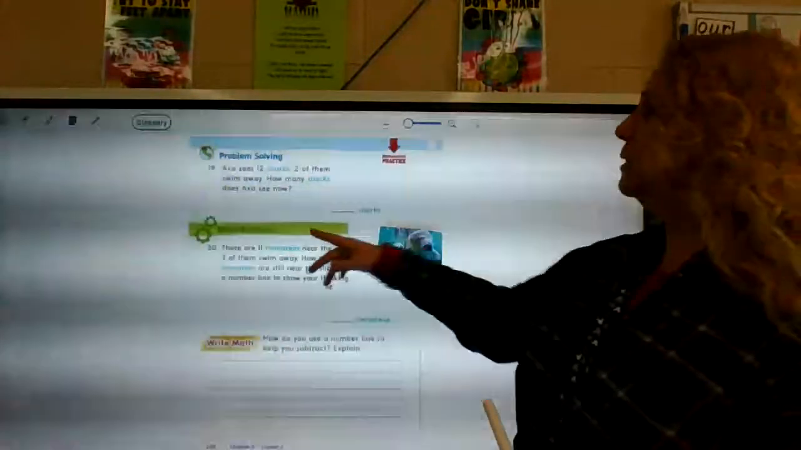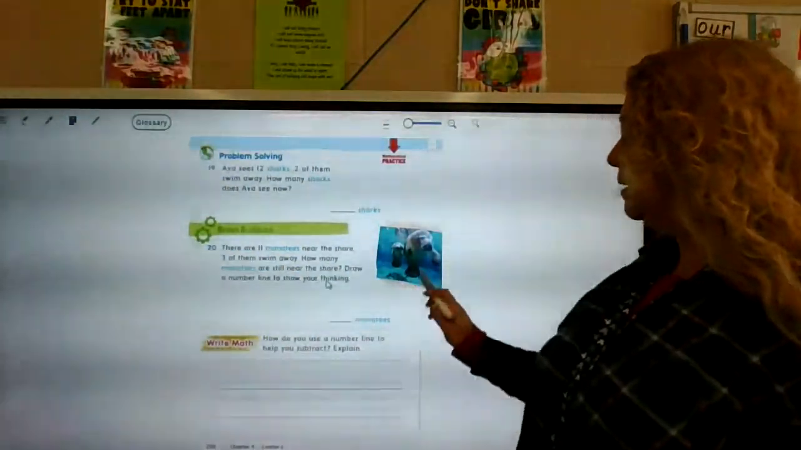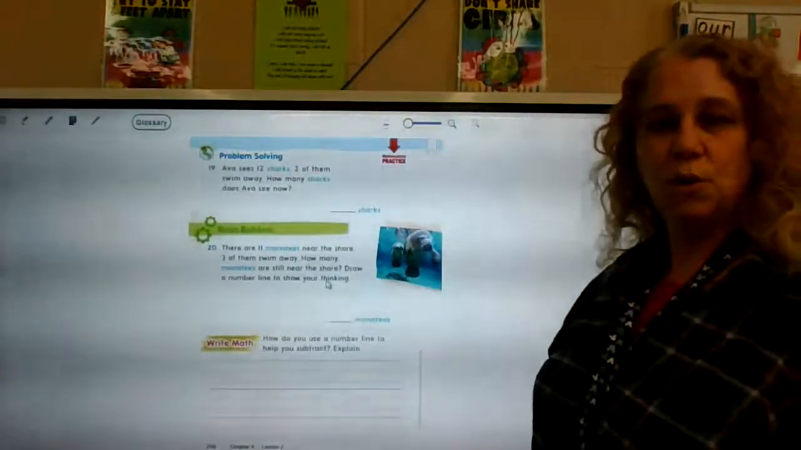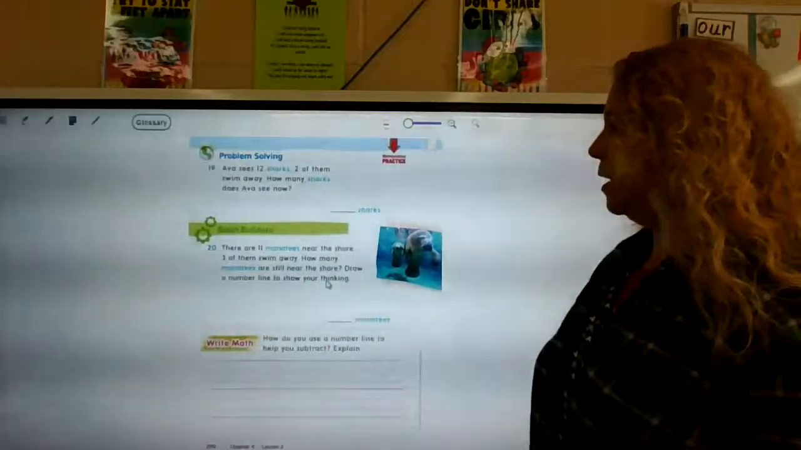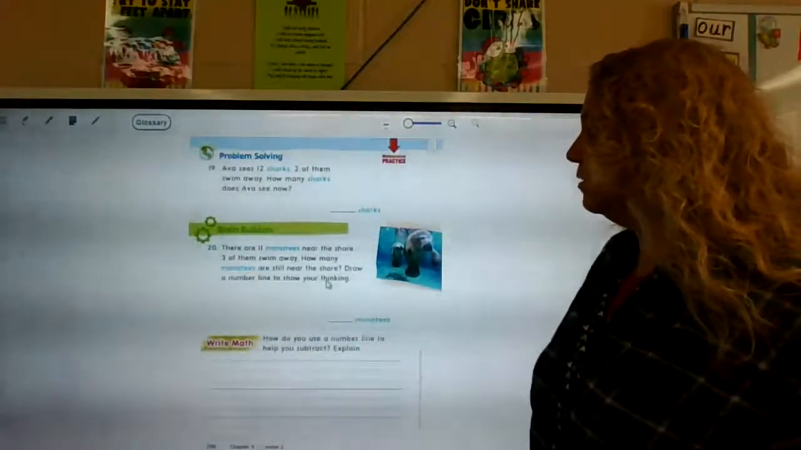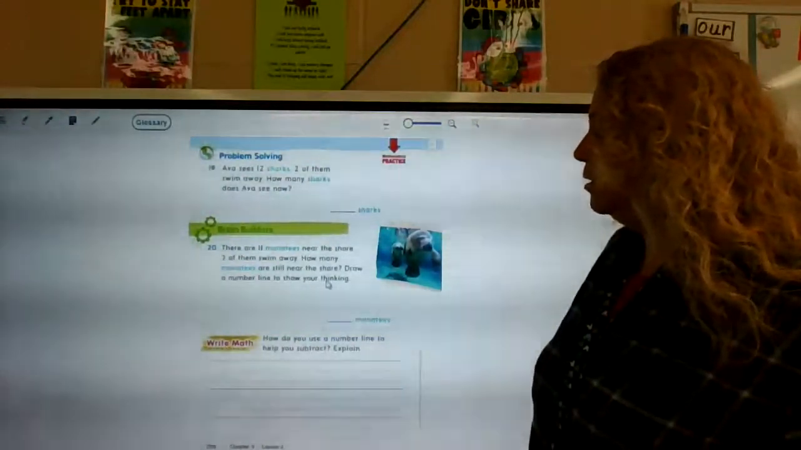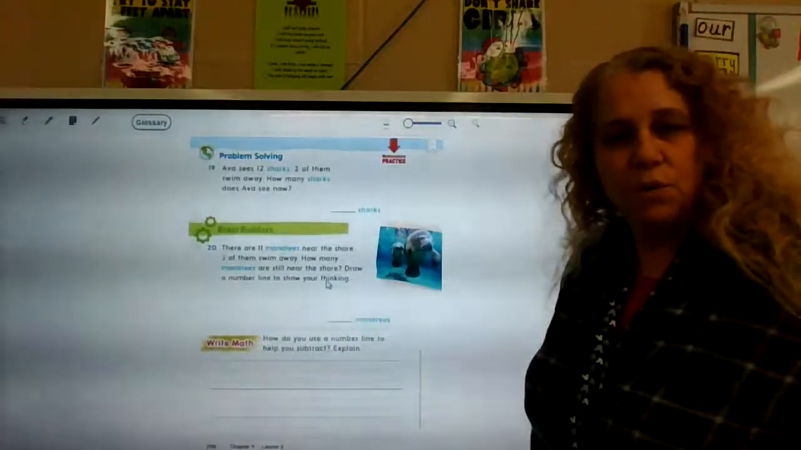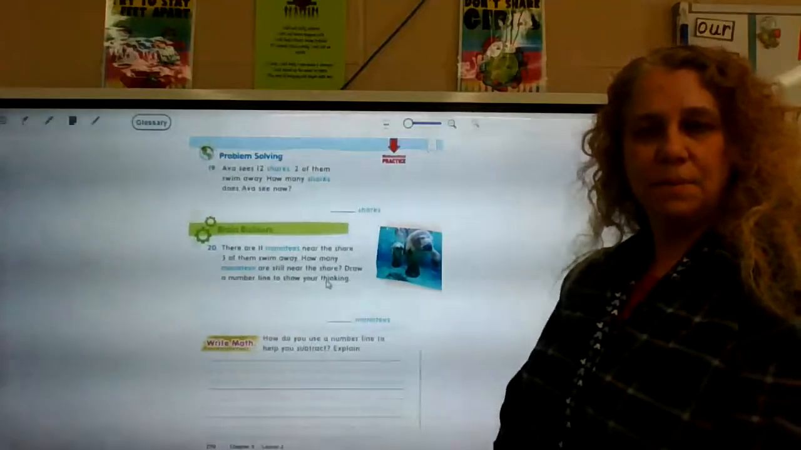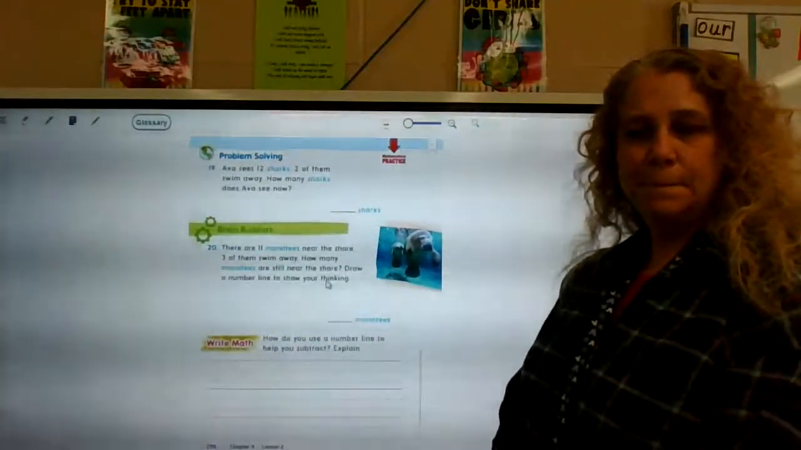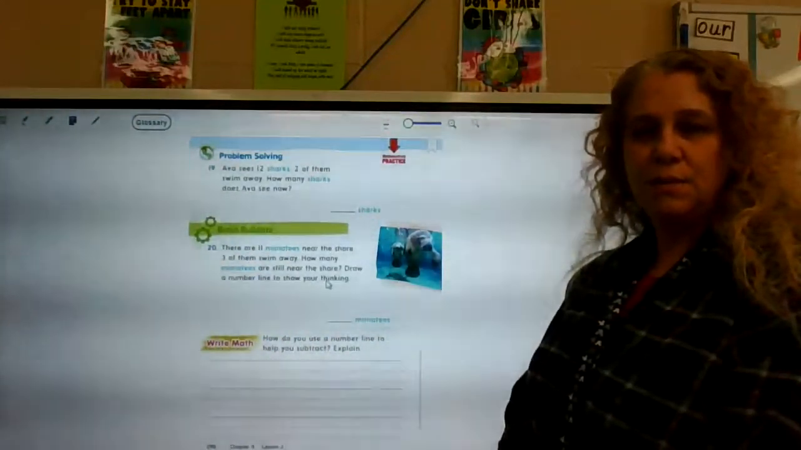Okay, number 20 says, there are 11 manatees near the shore. 3 of them swim away. How many manatees are still near the shore? Draw a number line to show your thinking, and then write the answer there. You go ahead and pause me to do it.